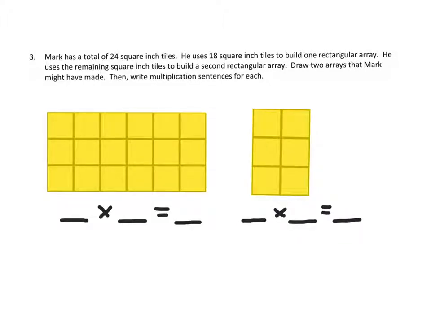The 2 answers that I came up with are as follows. Using 18 square inch tiles, I have created this array. I have used 3 rows, and I have also made 1, 2, 3, 4, 5, 6 columns. So 3 rows times 6 columns gives you 18 square inches.